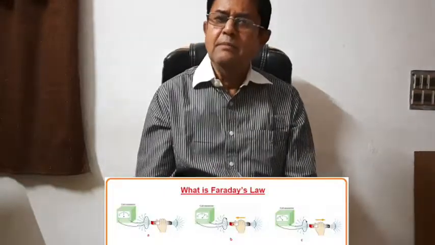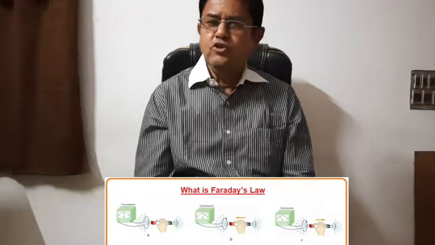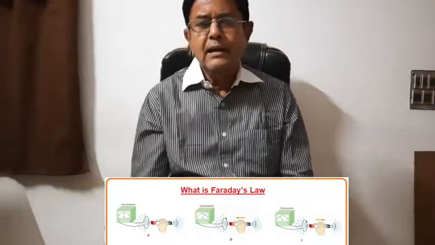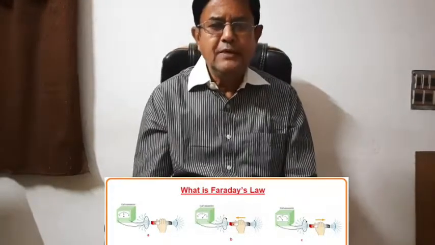The first law is: whenever there is a change of magnetic flux in a closed circuit, there will be produced an induced current or induced EMF, for as long as the change of flux continues. Number two: the magnitude of the induced EMF, E, is equal to the rate of change of magnetic flux, that is d phi by dt.